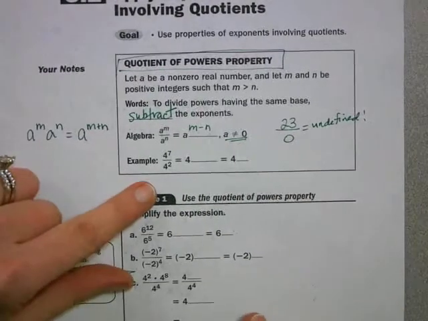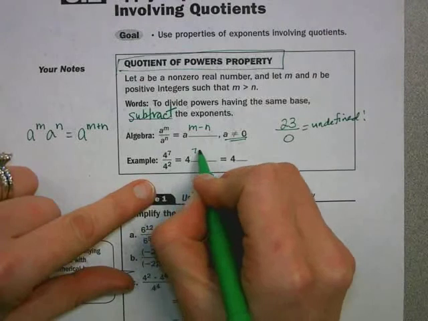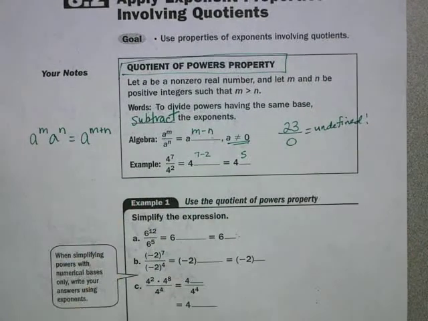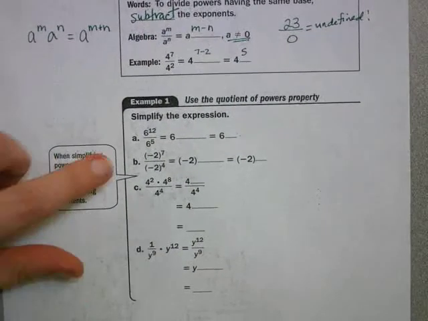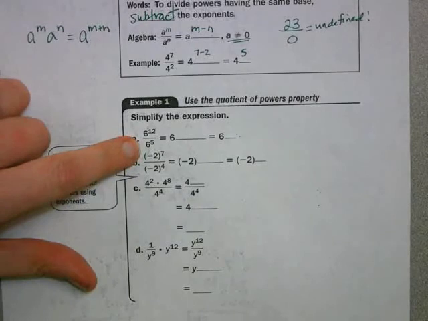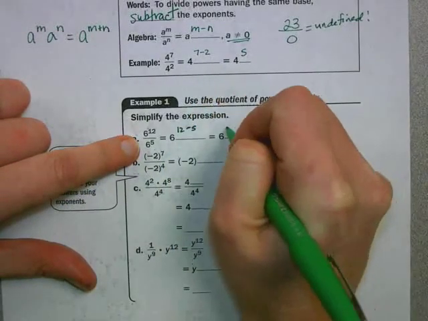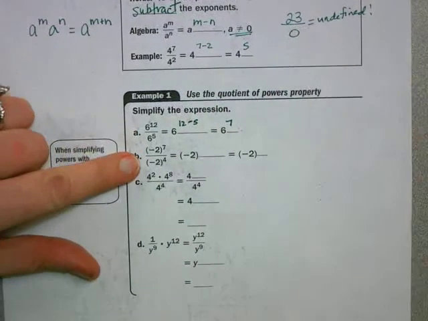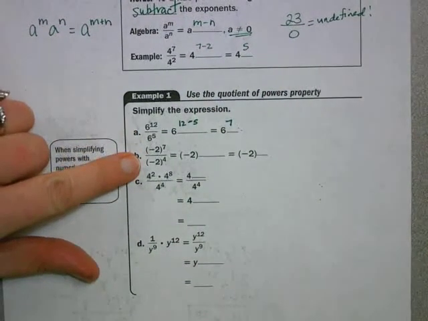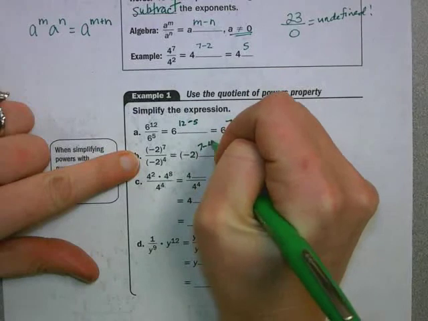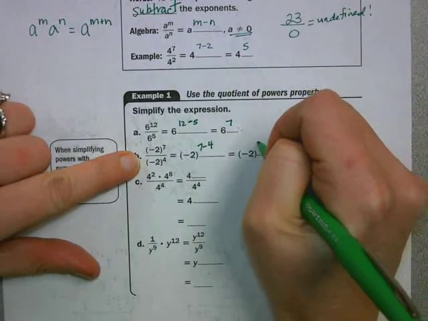Okay, so an example with numbers, same base. That would mean the exponents are subtracting. 7 minus 2 is 5, so it's 4 to the 5th. Okay, so let's look through example 1. We'll do a few more of these. So 6 to the 12th divided by 6 to the 5th becomes 6 to the 12 minus 5 power, or 6 to the 7th. All right, here's a negative number. We have our parentheses around it, so we make sure that we are dealing with exponents and thinking about what happens there. So it's 7 minus 4, which is negative 2 to the 3rd power.